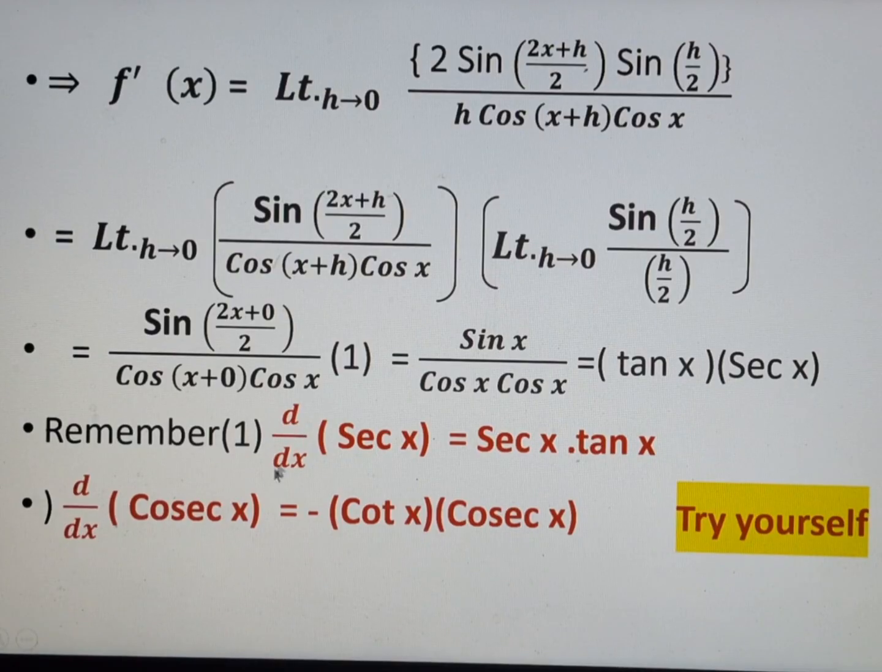So remember, derivative of secant x is equal to secant x into tan x, and second result, derivative of cosecant x is equal to minus cot x into cosecant x.